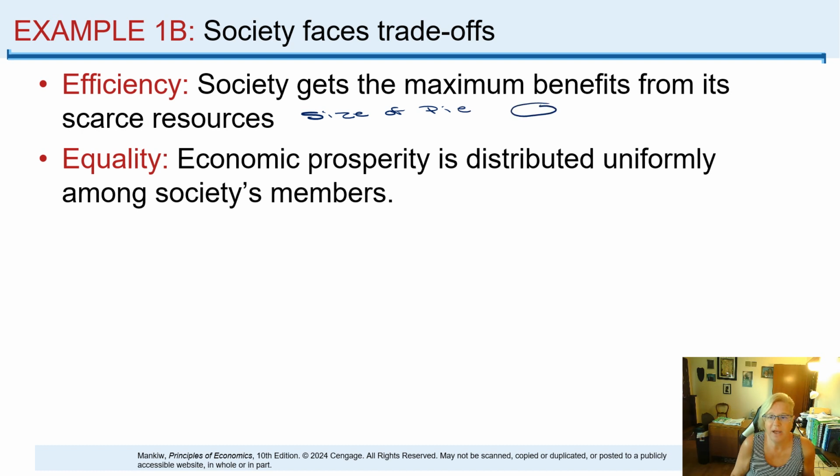How large is that pie? And you can think of the economic pie as tax dollars that the government can spend. So is it really low? Is it much bigger? And so on.